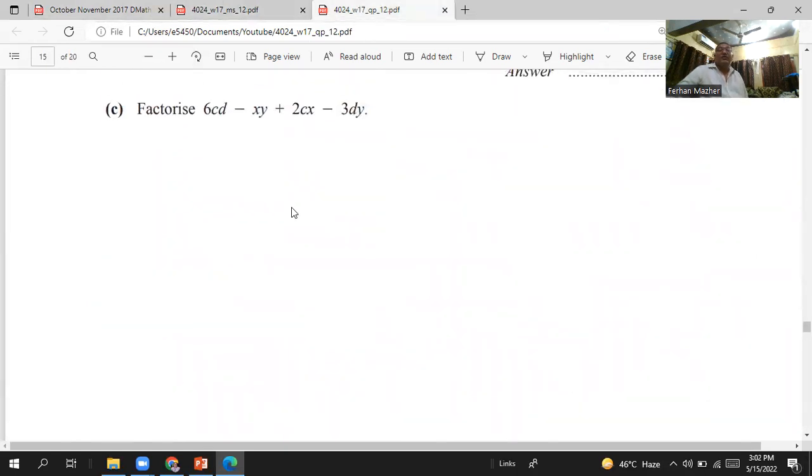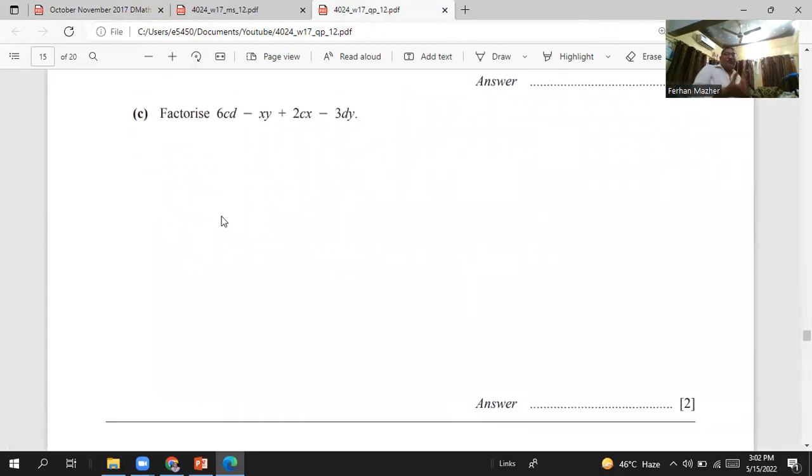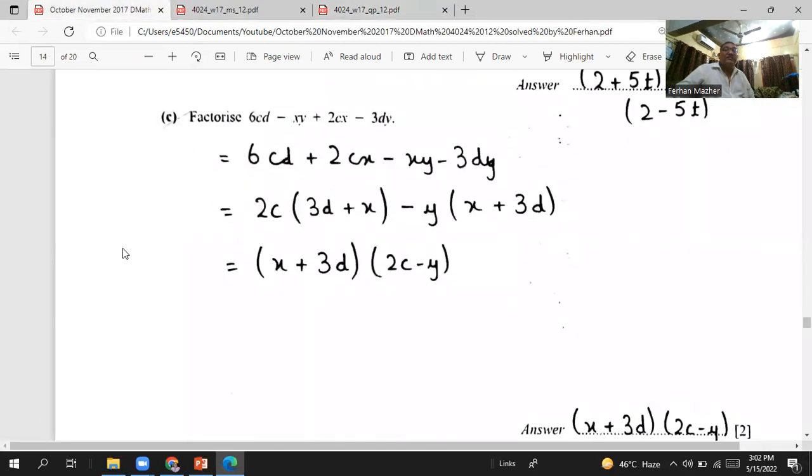Okay, the C part. Here you have 4 terms, and you want to factorize this. So rearrange them, and we can easily factorize it. So I have rearranged it: 6cd plus 2cx minus xy minus 3dy. From the first two terms, I can take the 2 and the c common. So you're left with 3d plus x. From the last two terms, I can take minus y common. So you will be left with x plus 3d.